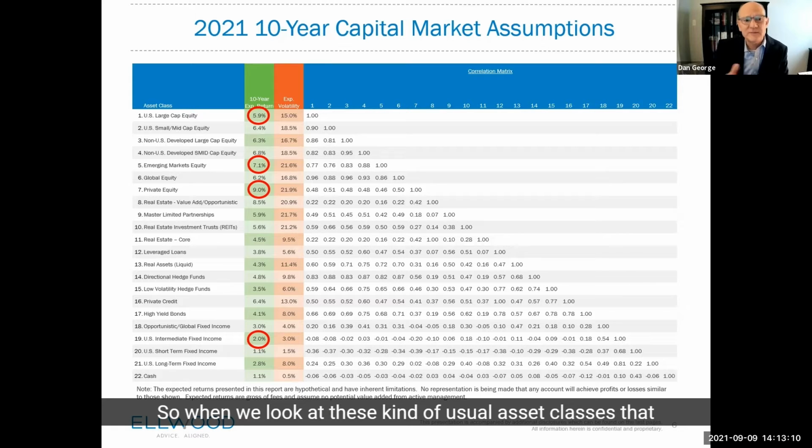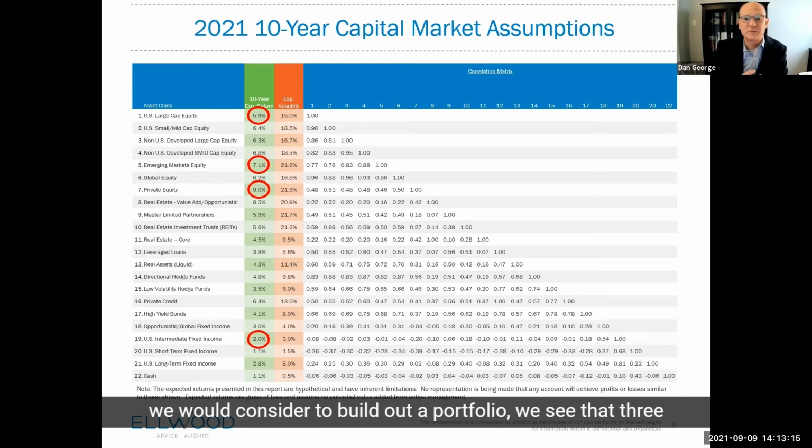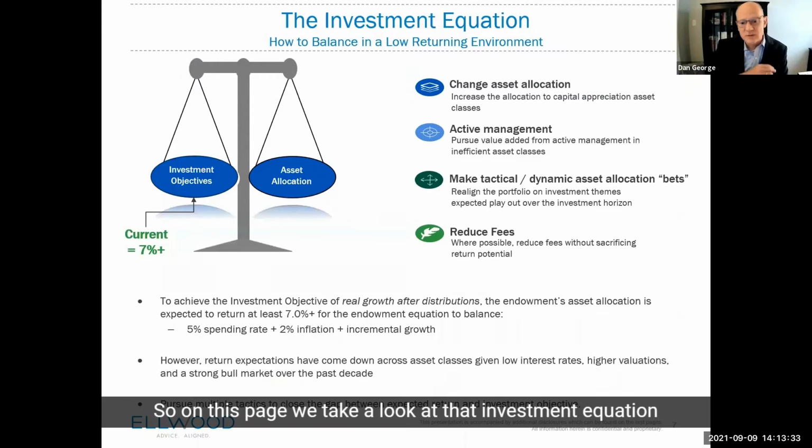So when we look at these usual asset classes that we would consider to build out a portfolio, we see that 3 out of 4 don't really help us as much as they historically have. And that may prompt us to consider illiquid asset classes as we're trying to build an asset allocation that will meet our investment objective. So on this page, we take a look at that investment equation on the left-hand side, but really trying to focus on how close to our investment objective our asset allocation gets us.